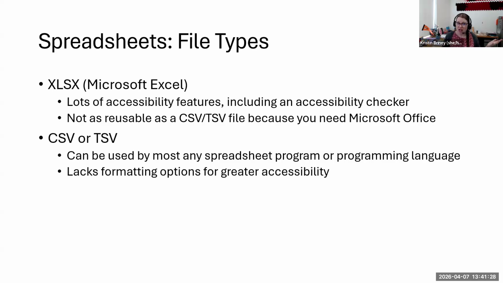Now, Microsoft Excel has a ton of accessibility features built in, including that checker that I mentioned earlier. And so if you want an accessible spreadsheet, that's probably the way to go. But Excel is not necessarily the most reusable spreadsheet. It will probably go into other programs, but it's not going to be as easily read in by R, by the command line, things like that. So in that case, if you're looking for reusability, you want a CSV or a TSV, but you lose the accessibility and the formatting that comes with Excel. So we have basically this trade-off between accessibility and reusability.